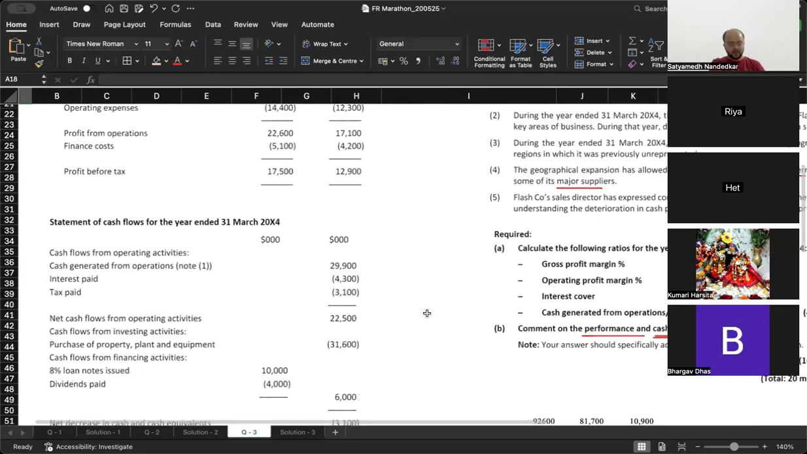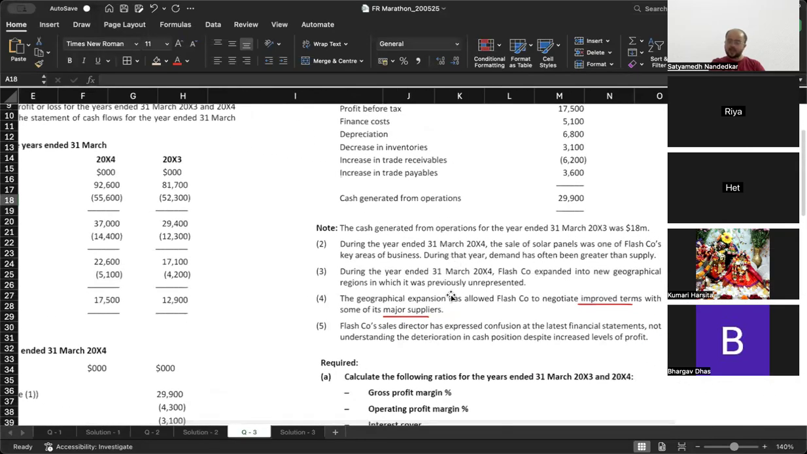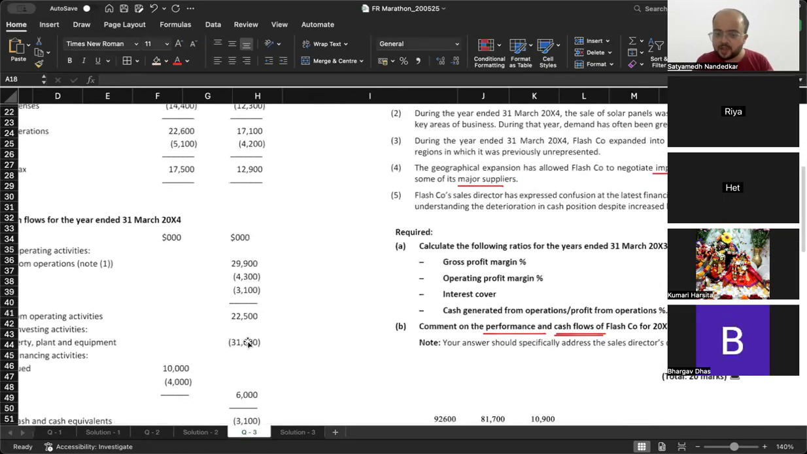Now I have read the question once. I know that the company is acquiring the stores of the competitor. It is also expanding in new regions. तो जब आप ये दोनों एक्टिविटी करते हो, you are acquiring stores of another company, which is a non-current asset. You are expanding in new regions and there is a non-current asset that you are acquiring. Naturally, cash outflow होगा on purchase of plant and machinery. तो ये 31,600 का एक्सप्लेनेशन मिल गया.